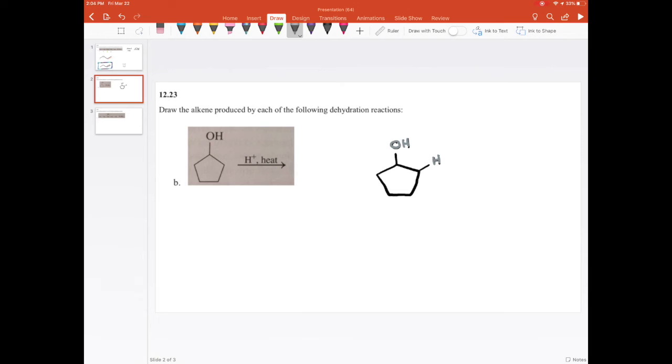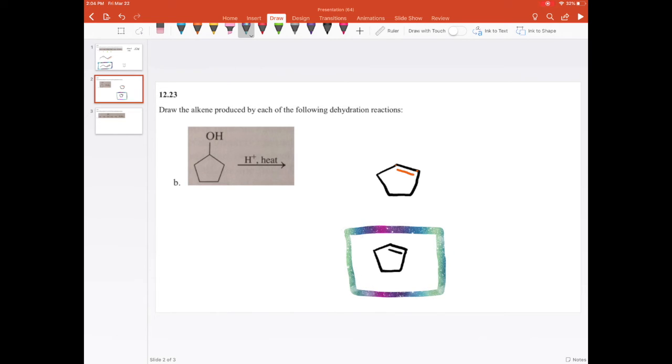So what you do with a dehydration reaction is you erase the OH and the bond going to it. And let me just put as a reference a couple dots here. So erase the OH and the bond going to it, erase the H and the bond going to it, and make a second bond between the two carbons that had the OH and the H on them. So the product here would look like this. Notice it is an alkene, a hydrocarbon that has a double bond.